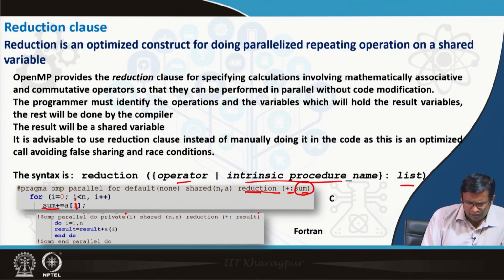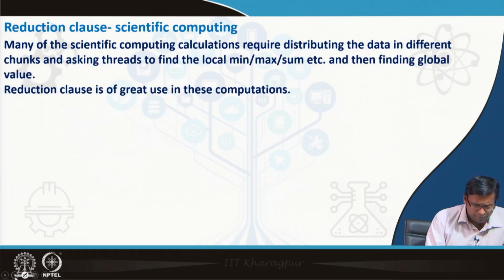In Fortran also, shared result, all the threads are writing result equals result plus A(i). All the elements of the matrix A(i) are summed up into result, and this do loop is parallelized. It is parallelization of the do loop, but this is operating over the same variable and basically doing addition. So, reduction plus result will take care of it.